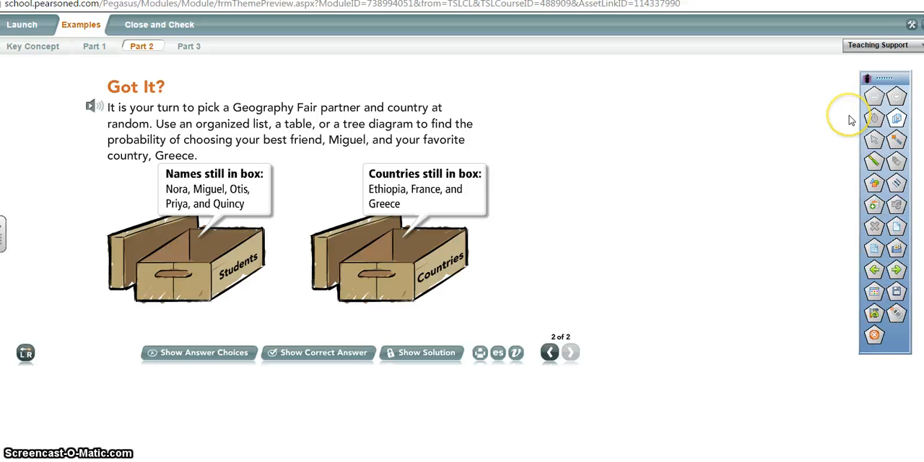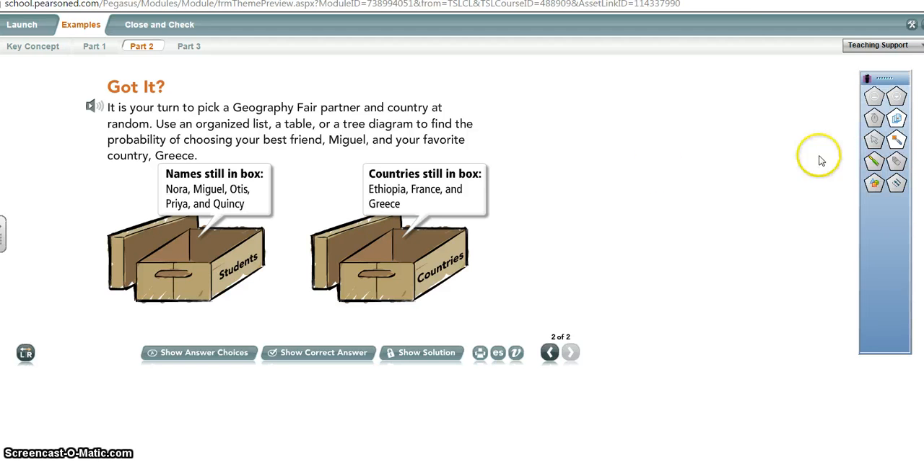Alright, in this one we are going to pick a geography fair partner and a country at random. So they're just put in these boxes. We have to draw one from each box. Use an organized list, a table, or a tree diagram to find the probability of choosing your best friend, Miguel, and your favorite country, Grace.